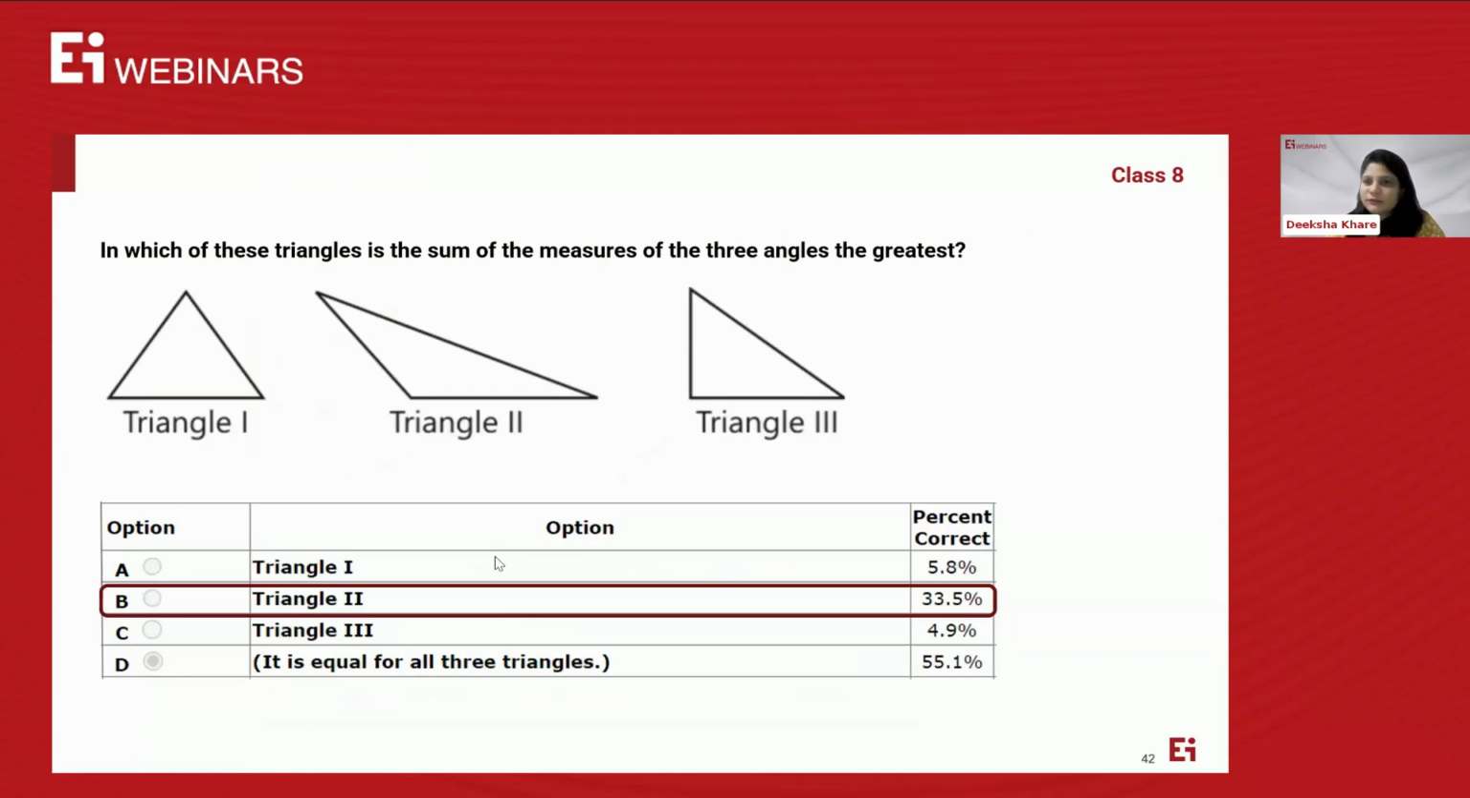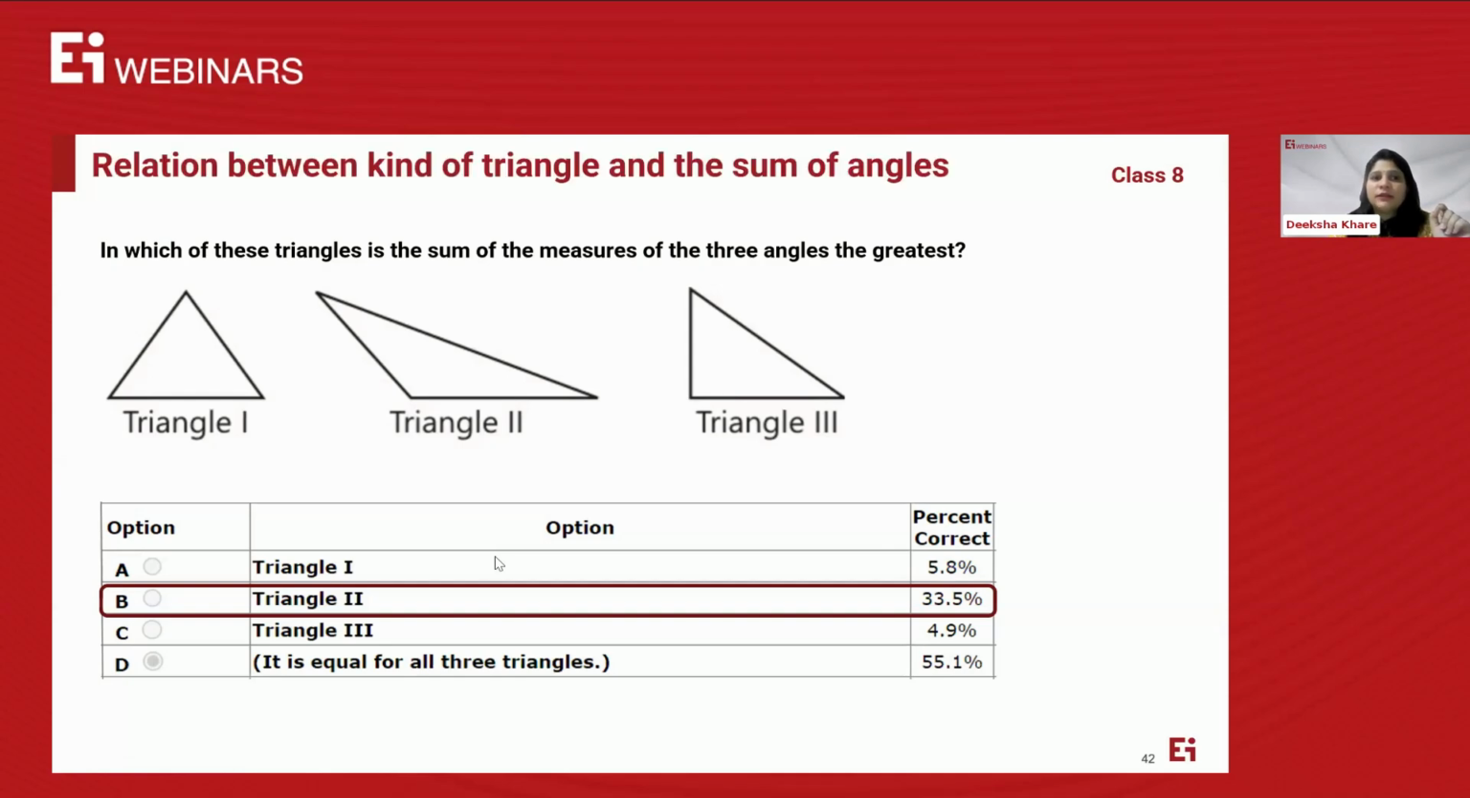All right, moving to the next question. My colleague showed this question to you in the first segment, and he told that we'll be seeing more about it in the upcoming slides. So again, what has happened here? We have asked them about the sum of measures of the three triangles being greatest. And we all know that all three have the same 180-degree angle sum property. But 33.5% students have gone for option 2, which is the obtuse angled triangle.